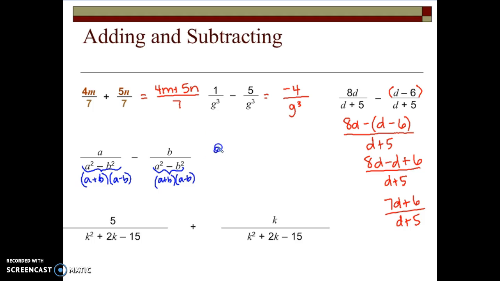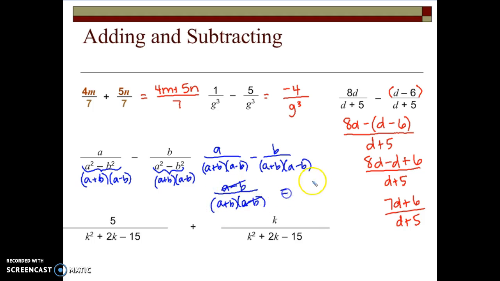So for this one, I have a over a plus b, a minus b, minus b over a plus b, a minus b. So then it becomes a minus b, right? I can't combine those. I don't have to distribute anything, over a plus b, a minus b. And then the a minus b's cancel. So I'm left with 1 over a plus b.